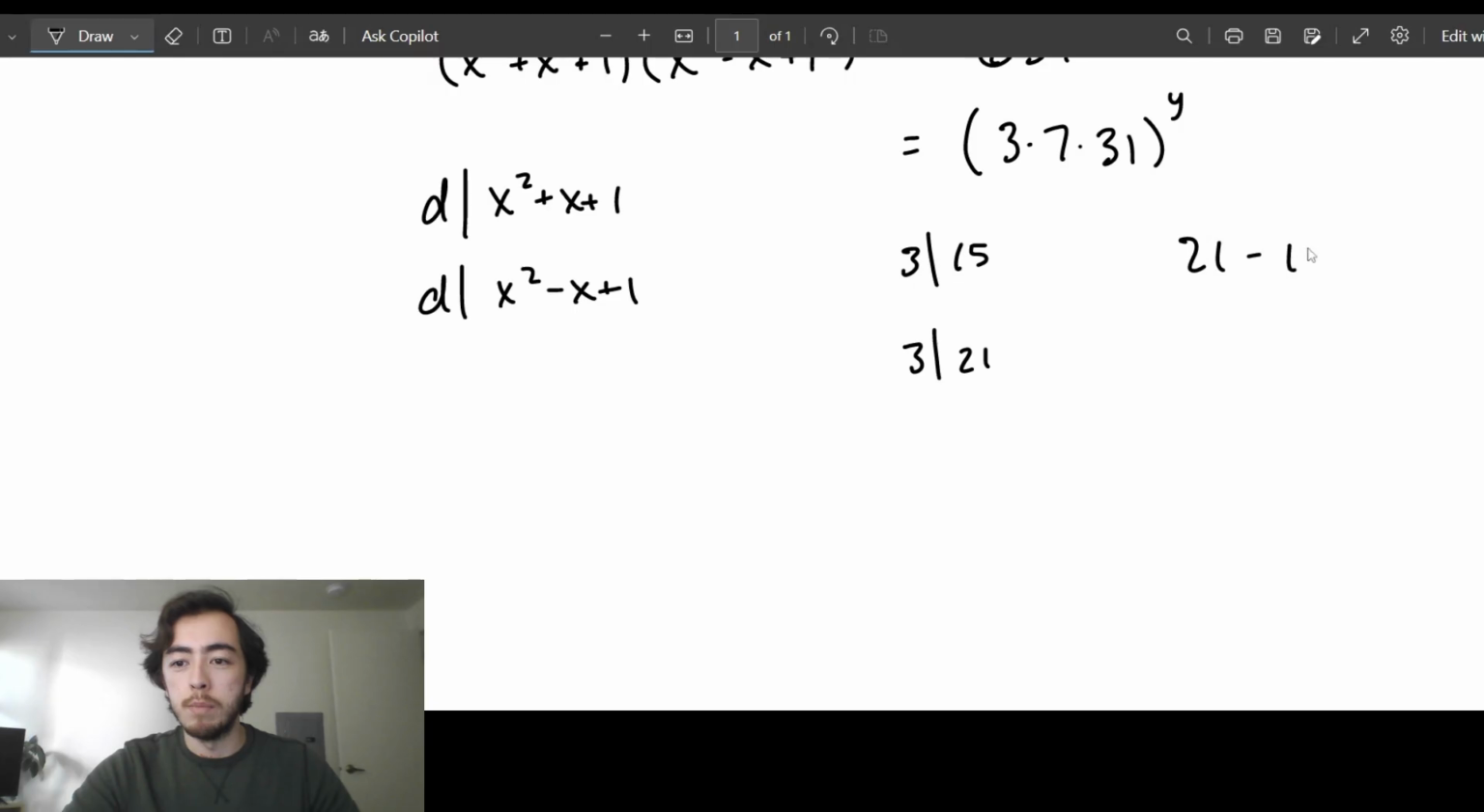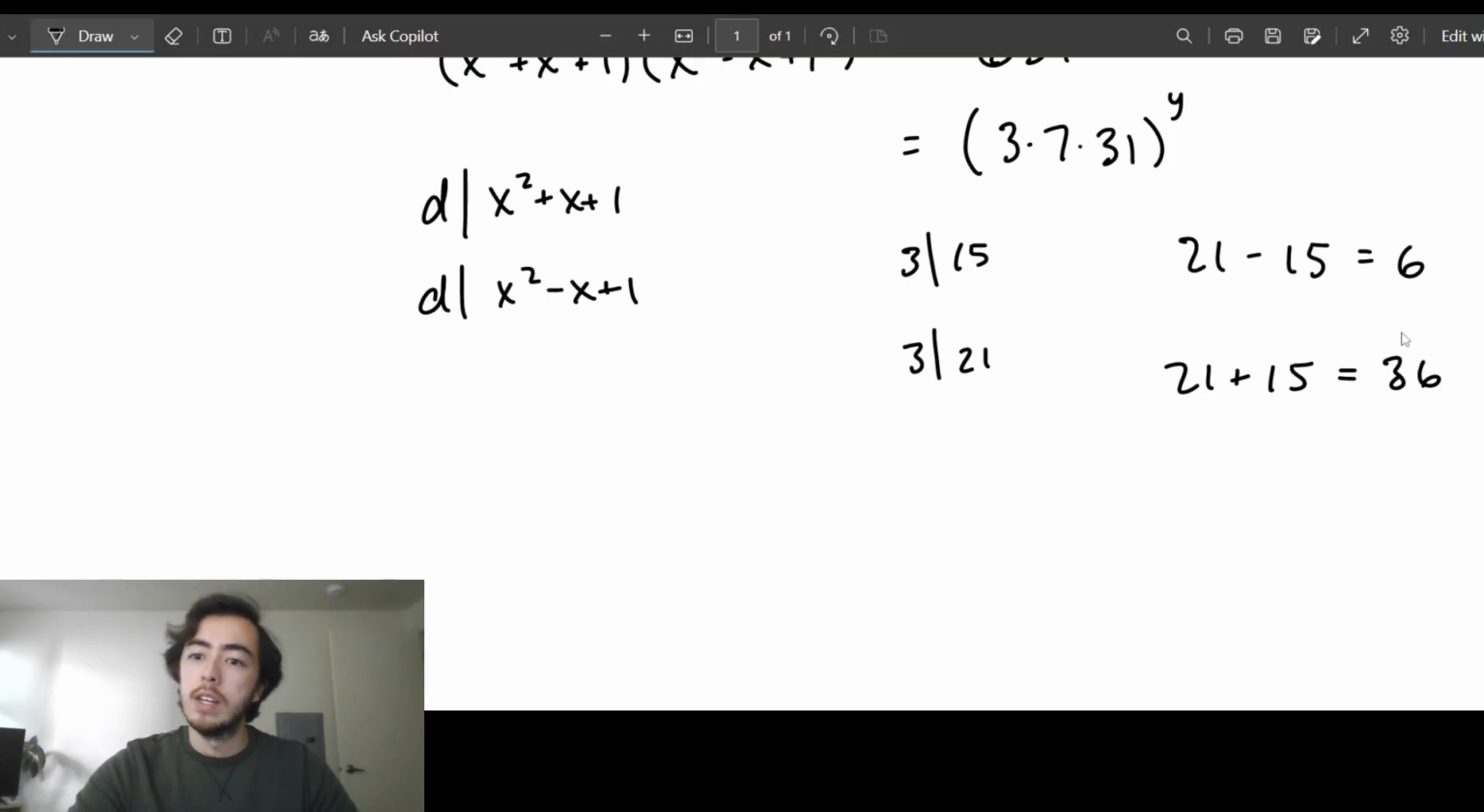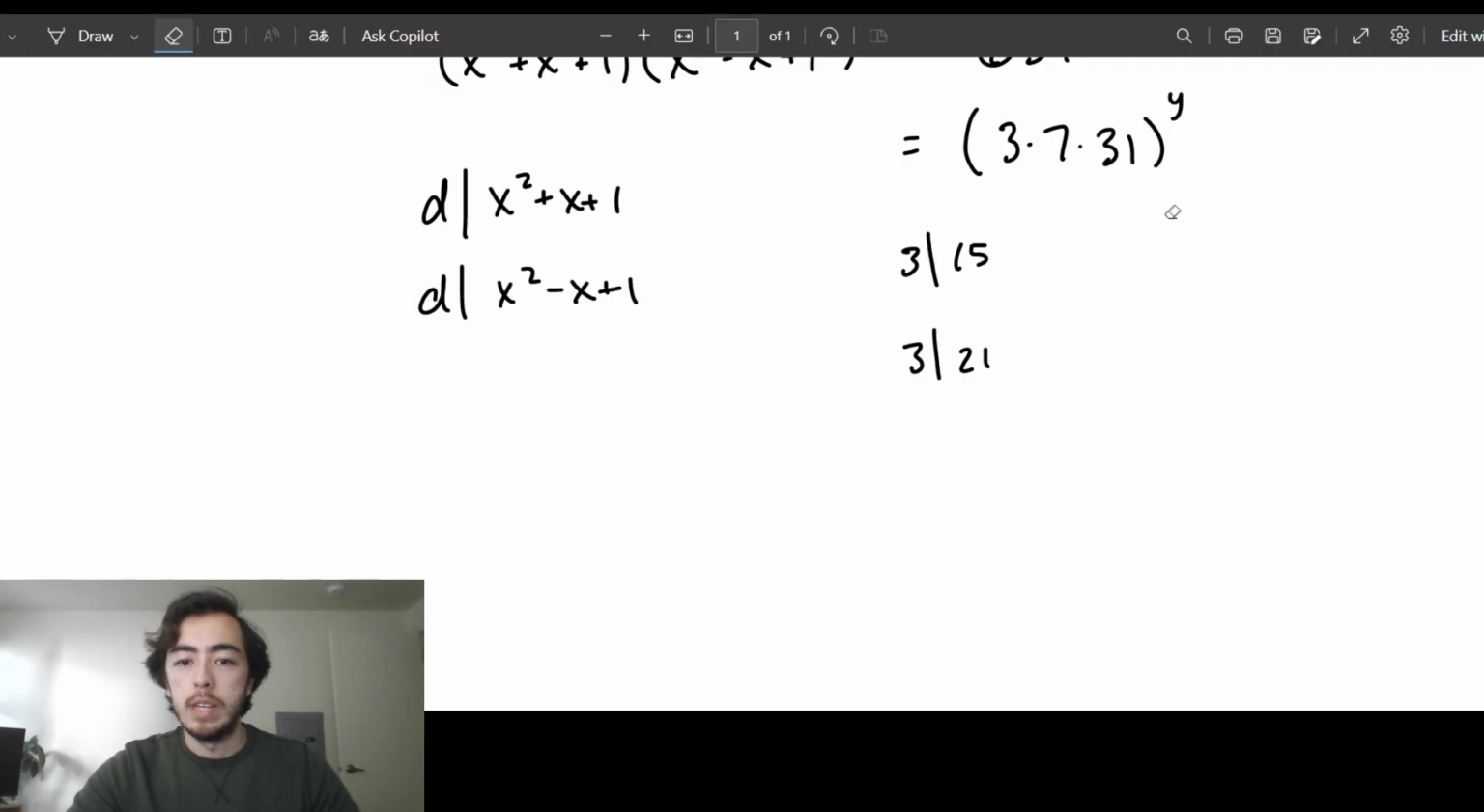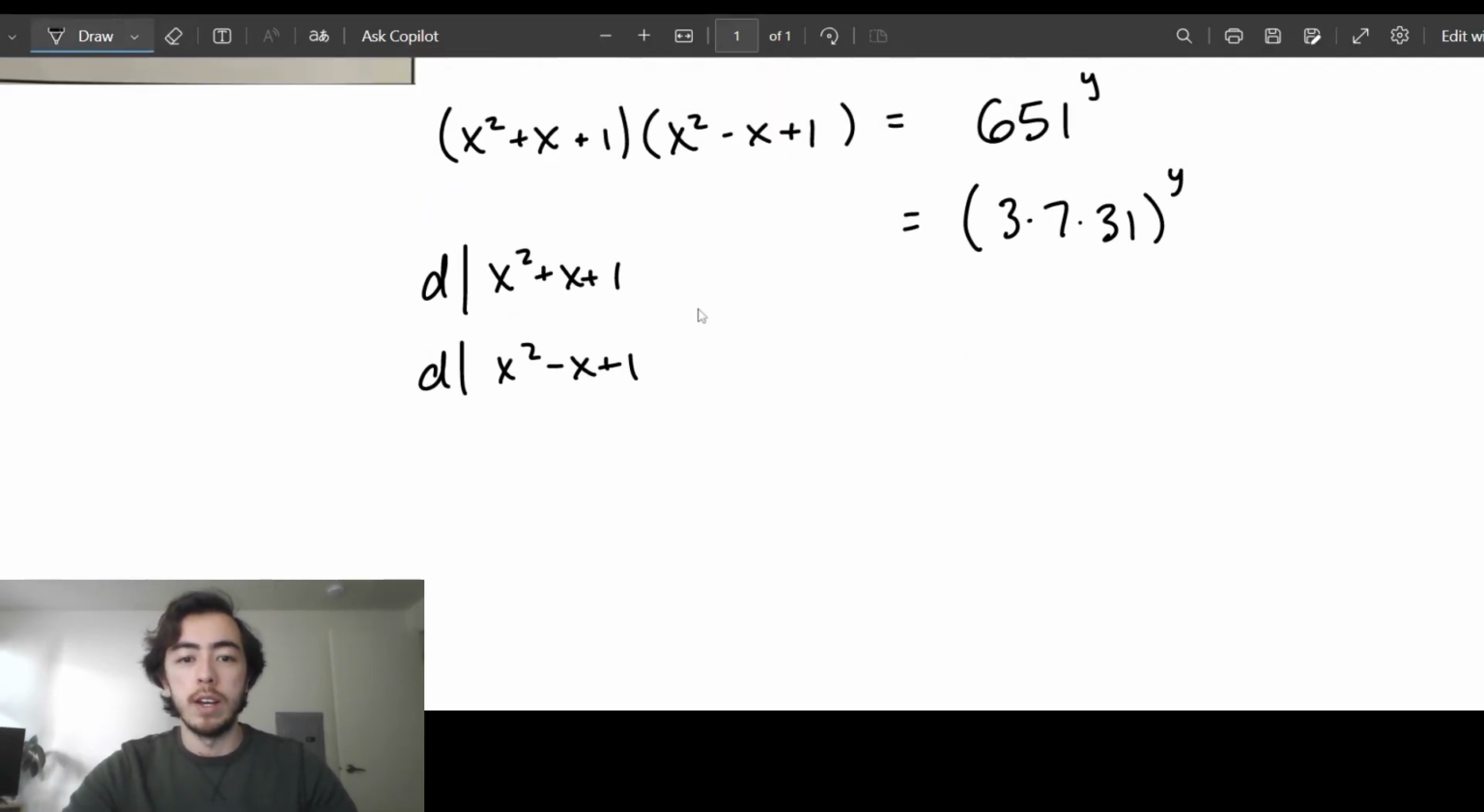Just like a quick example, right? If I do 21 minus 15, I get 6. If I do 21 plus 15, I get 36. And both of those are multiples of 3. So that's what I'm going to do here. If I'm assuming that I do have some divisor here, then this divisor also must divide their sum, which will be 2x squared, these terms cancel out, plus a 2. And it should also divide their difference.